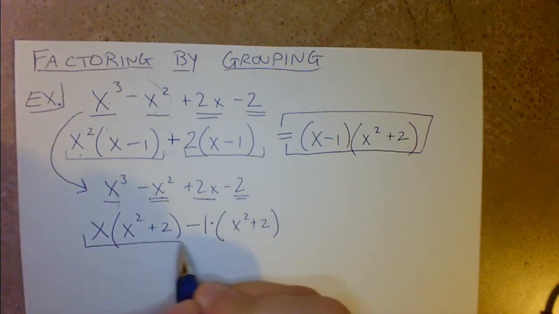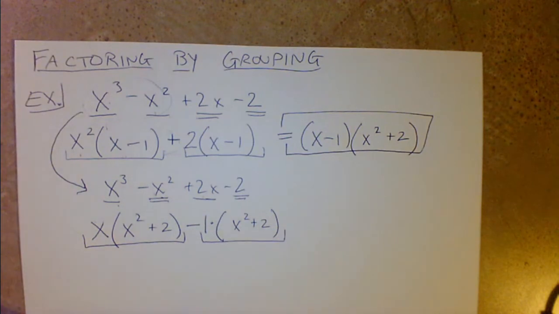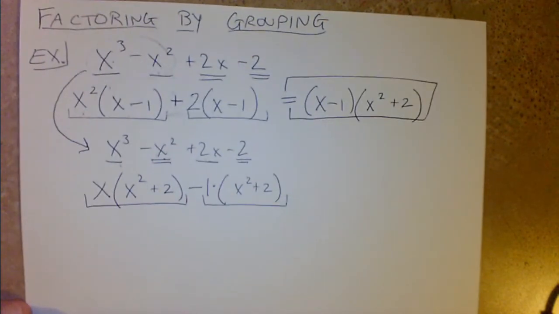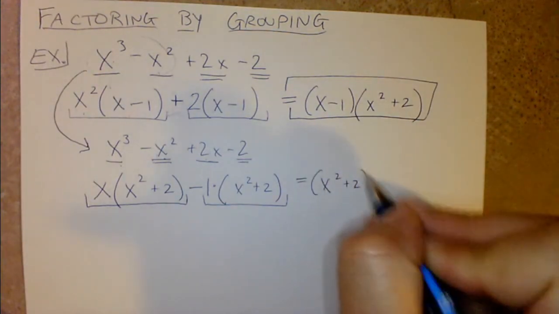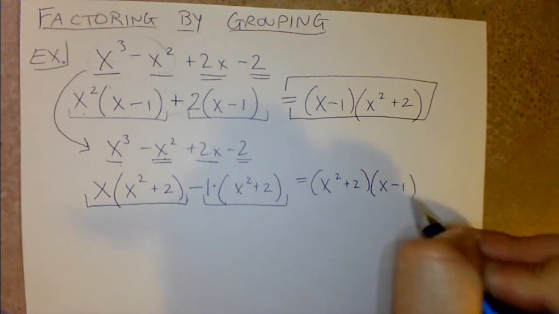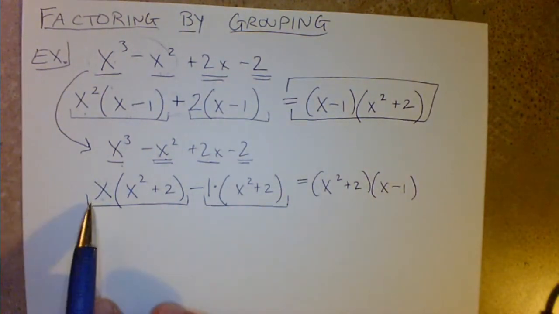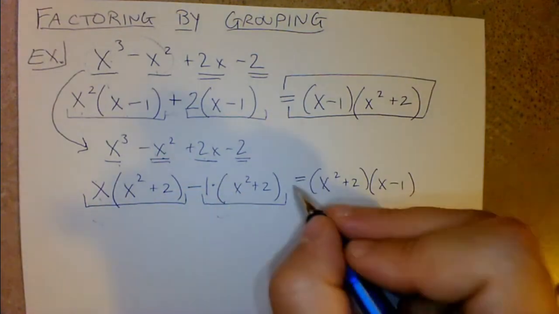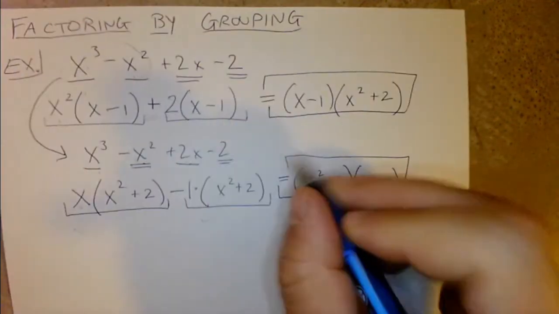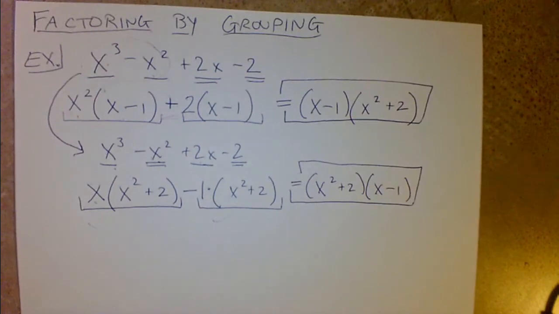So now I have two terms in this problem, and they share a common factor of x squared plus 2. So I can pull that x squared plus 2 out, and I get x minus 1. I get an x from here when I pull this out. I get just a negative 1 right here when I pull the x squared plus 2 out of here. And it's the exact same answer that I got up above. Remember, the commutative property says it doesn't matter what order you multiply things in. And so I get the same exact thing.